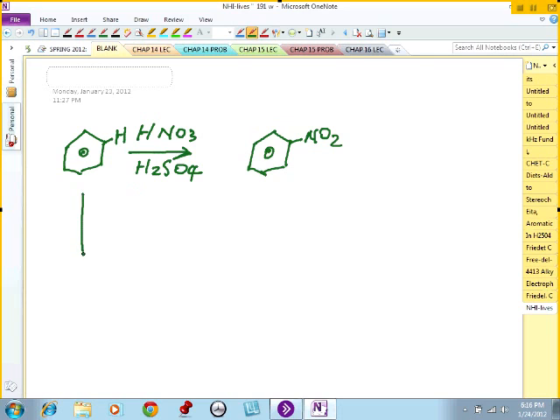Now supposing I take the same benzene molecule and I give you this reagent, what will be the product? Chlorination. Excellent. So here we will get chlorobenzene, right? Very good.